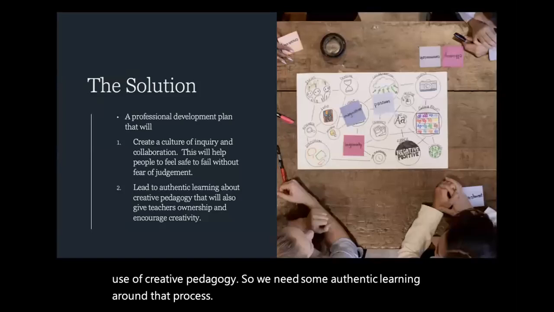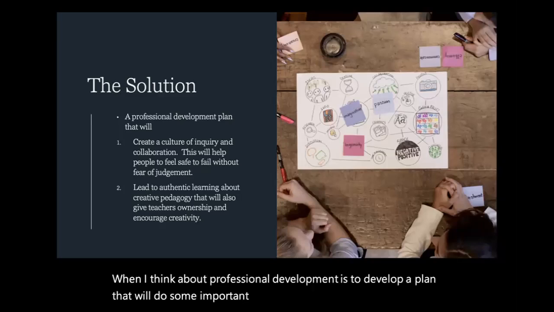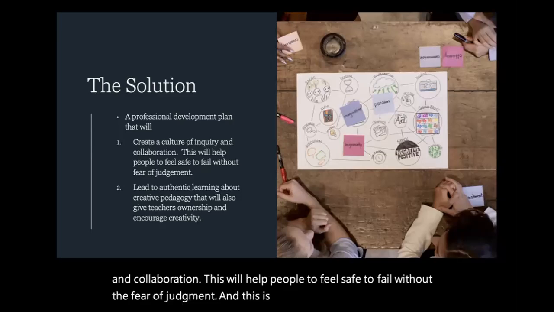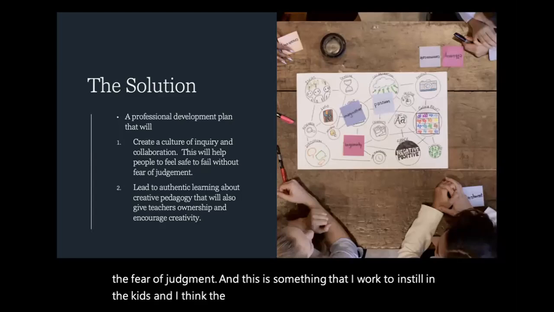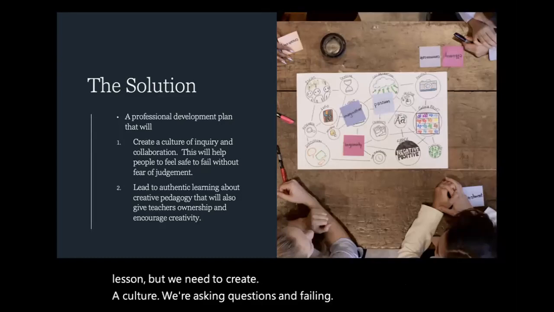So the solution, when I think about professional development, is to develop a plan that will do some important things. It will create a culture of inquiry and collaboration. This will help people to feel safe to fail without the fear of judgment. And this is something that I work to instill in the kids, and I think the teachers work to instill in the kids, that failure is a part of learning. That's kind of a tough lesson, but we need to create a culture where asking questions and failing is a part of our learning.